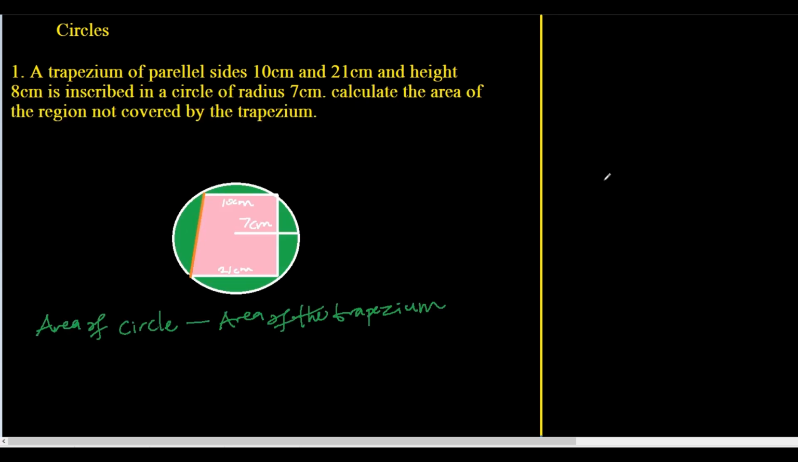So I tried to draw a trapezium in a circle to inscribe it in a circle. Then I labeled it as given, 10 cm and 21 cm for the parallel sides, then 7 cm for the radius of the circle. So to find the area not covered by the trapezium will be to find this green region, okay? So is that clear?